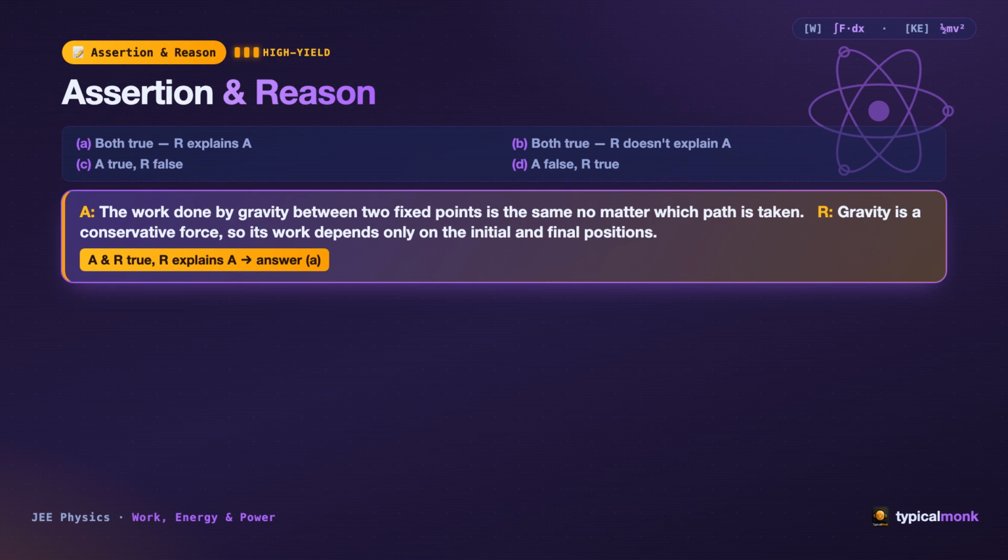First one. Assertion: the work done by gravity between 2 fixed points is the same no matter which path is taken. Reason: gravity is a conservative force, so its work depends only on the initial and final positions. Think like Sarah. Check each statement, then the connection. Is the assertion true? Yes. Is the reason true? Yes. Does the reason explain the assertion? Completely. Path independence is exactly what makes a force conservative. Both true. Reason explains. Option A.